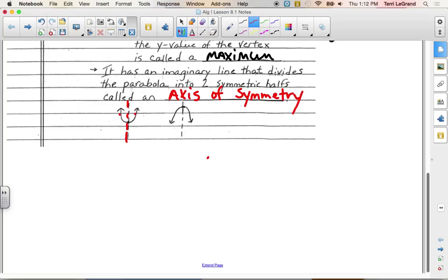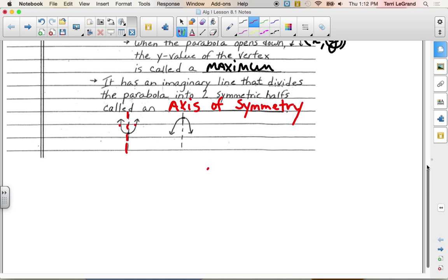It's a vertical line, always a vertical line that cuts the parabola in half. Well, if it cuts the parabola in half, what's it going to always have to go through? The vertex. It's always going to have to go through that vertex. Always going to have to go through that turning point. Okay? So those are just some characteristics.